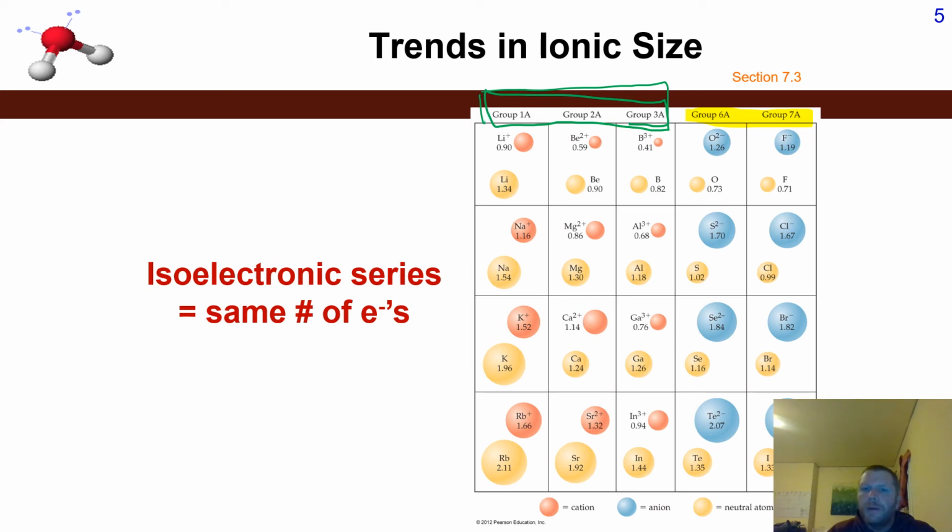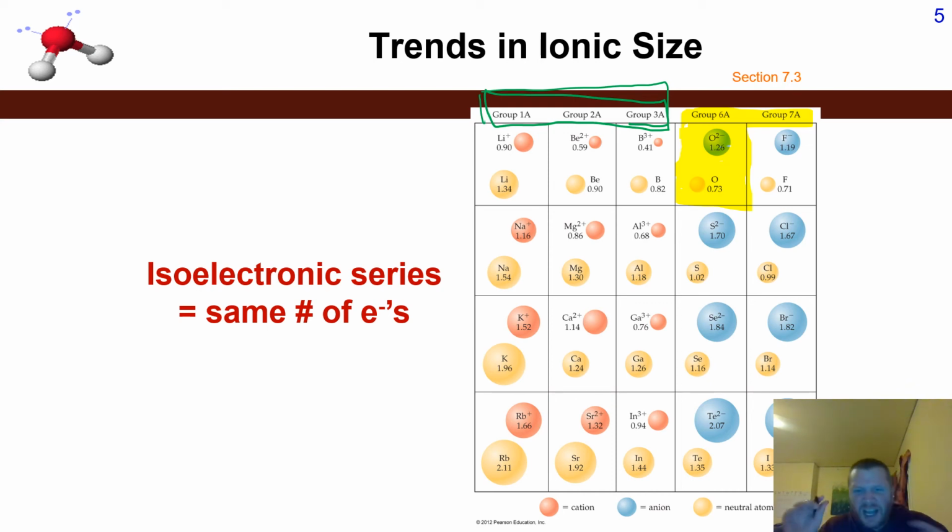What do I know about my nonmetals? Generally, they like to take on an electron. They like to become reduced. So oxygen, as is highlighted right here, I'm going to highlight even further. Oxygen versus the oxide ion: that's 0.73 angstroms to 1.26 angstroms. So that's something to keep in mind.